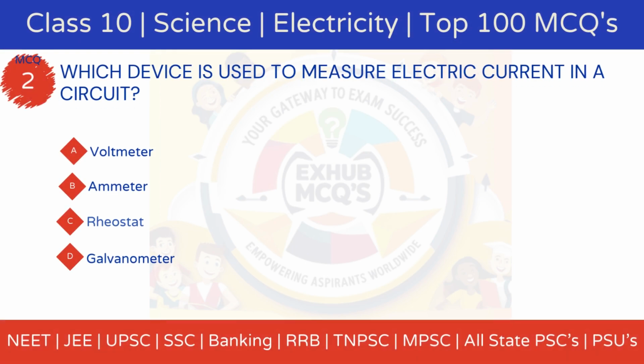MCQ 2. Which device is used to measure electric current in a circuit? Option A, voltmeter. Option B, ammeter. Option C, rheostat. Option D, galvanometer.